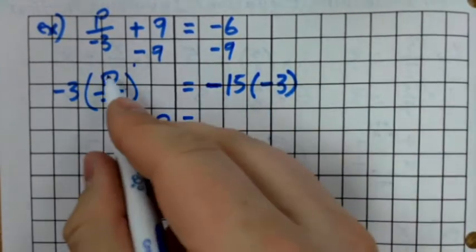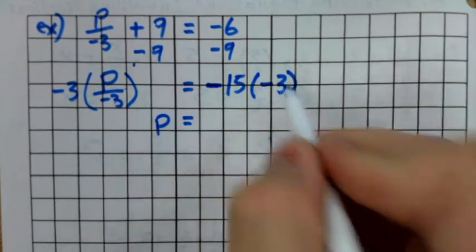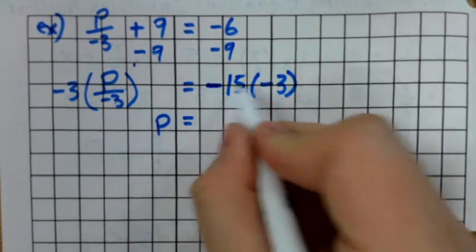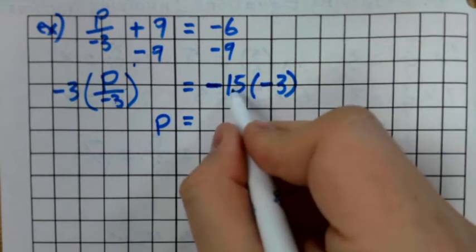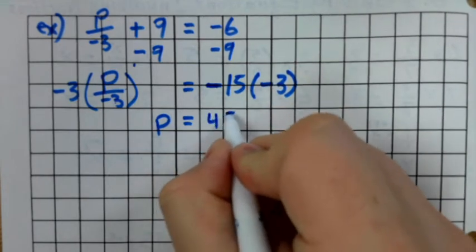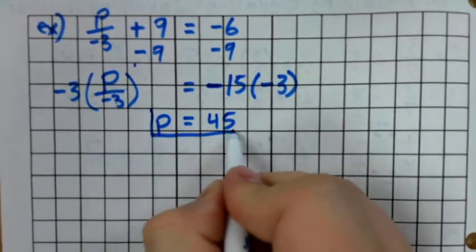And so you're left with P and negative 15 times negative 3. Well, they're both negative, so it's positive, and 15 times 3 is 45. So we're left with P equals 45.